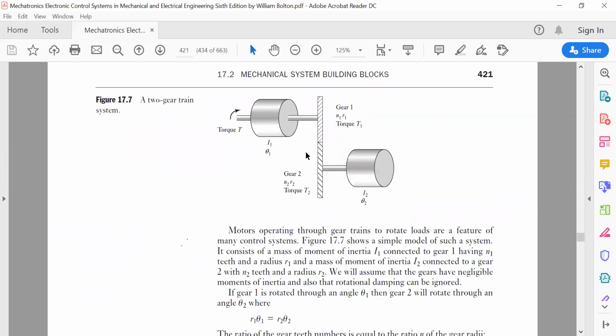There is a torsional, rotational system. These are the two gears. And then you have applied a torque T. This is a torque which has been applied. And this is the net torque which is now available at this end, which is T1. Now there is a torque T2, which is driving another gear, this gear. So this gear has a moment of inertia I1 and angular displacement theta1. This gear has a moment of inertia I2 and angular displacement theta2.